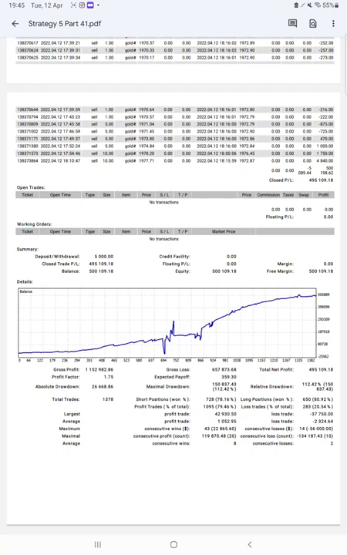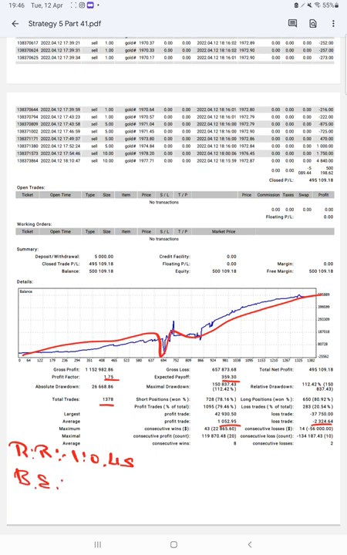Here is the trading account statistics. The graph is constantly growing. Profit factor is 1.75. Total number of trades are 1378. Expected payoff is 359. Average profit and loss is 1052 and 2324, which means the risk reward ratio is 1:0.45, and the break even point for the strategy is 68%.